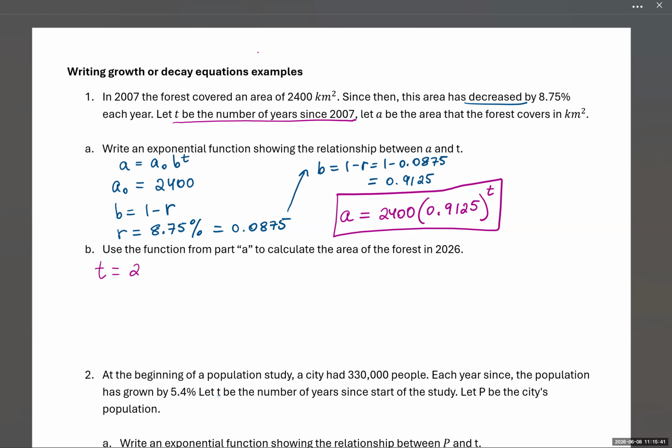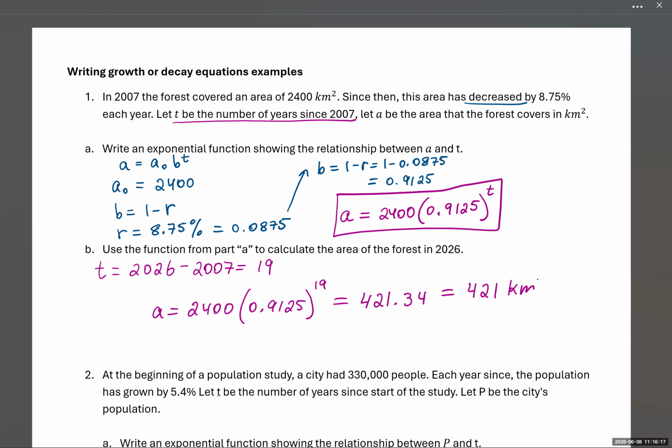T is the difference between the 2 years. So 2026 minus 2007, which will end up to be 19 years. And that's what we're going to plug into the formula above. So A equals 2,400 times 0.9125 to the 19th power, and then calculator work. That is going to be 421.34. In general, we round to the nearest whole number, so 421 square kilometers.